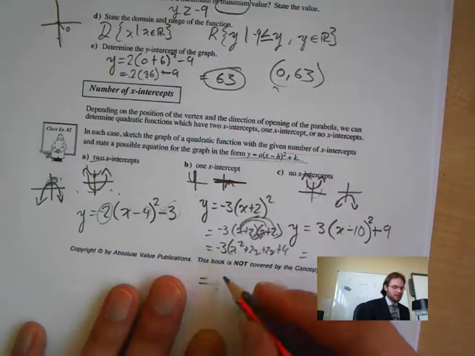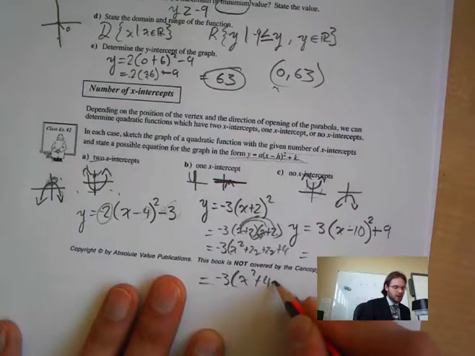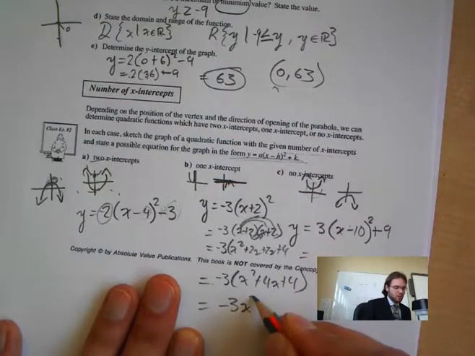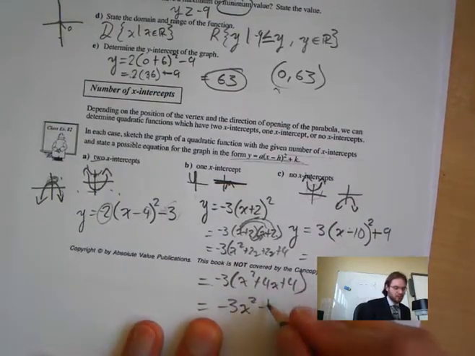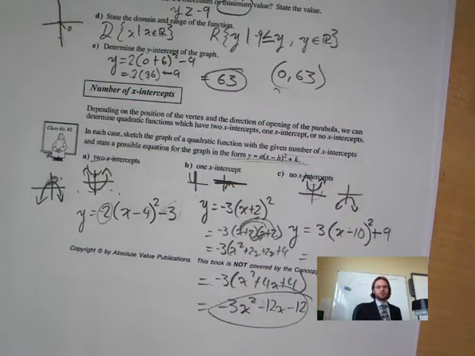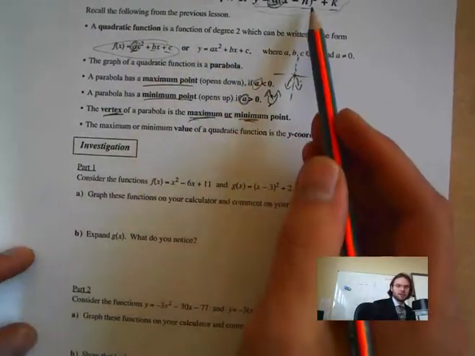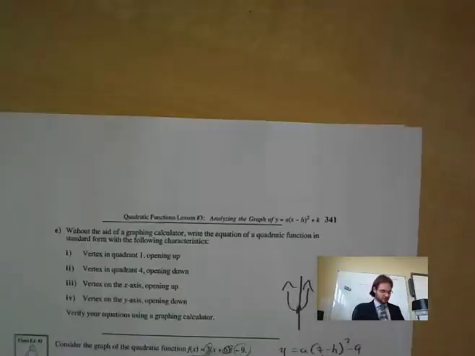So I continue this, I'm going to get negative 3, and I get x squared plus 4x plus 4. I get negative 3x squared minus 12x minus 12. So I look at this, this is very similar to the general form, which we have done many times before. So really, we could always convert this equation here into that equation there. Okay?